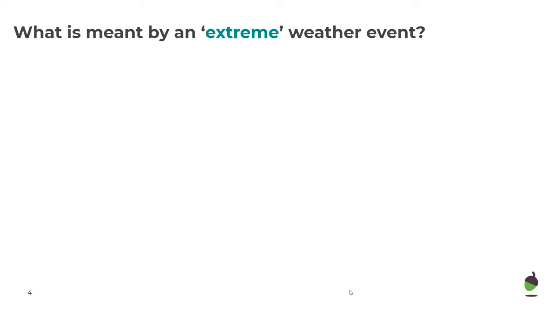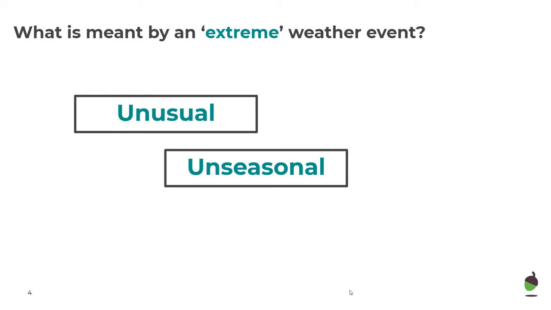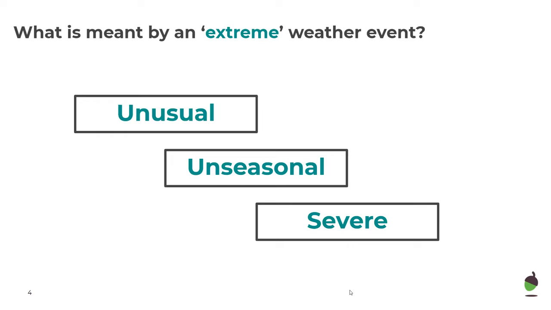When we refer to a weather event that is extreme, we regard it as being extreme if it fulfills one or more of the following criteria. So if the event is unusual, so out of the ordinary or above or below average. If it is unseasonal, so perhaps the event takes place at a time of year that wouldn't be expected, so a snowstorm in summer, for example. And if the event is regarded as severe, so it has quite significant consequences, then we may regard this event as being an extreme weather event.